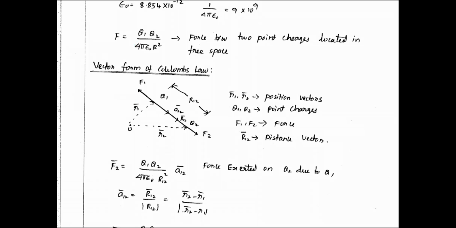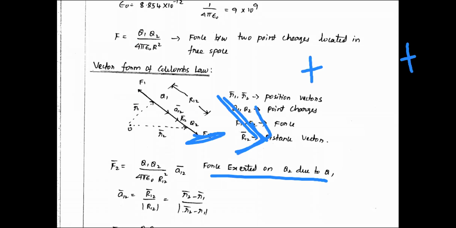So first of all, we should decide. They have clearly given force on Q2 due to Q1. Force on Q2 due to Q1. That means finally the force will be going in this direction. That is the idea. Again, to avoid confusion, we are simply assuming all are positive charges. Again, we are in the beginning stage, so to avoid confusion, both are positive charges. So definitely the force on Q2 due to Q1 will be in this direction only.